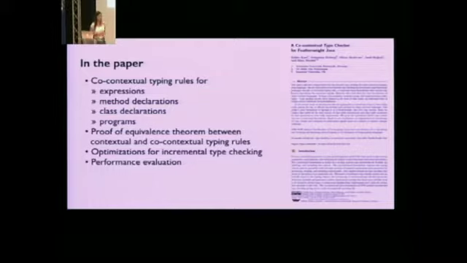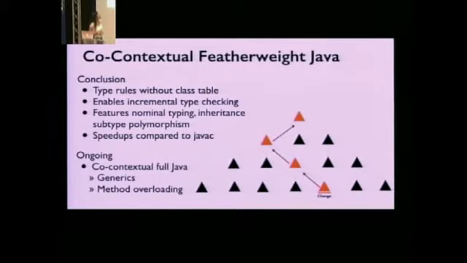To conclude, we defined a new way of type checking where type rules are defined without a class table, and this enabled incremental type checking. We also addressed the challenges of nominal typing, inheritance, and subtype polymorphism. In ongoing work, we want to go towards full Java and see if it scales for full Java. We will consider features like generics, method overloading, and also wildcards, because there is a paper on wildcards added on top of Featherweight Java, generic Featherweight Java. So once we have generics, maybe we can also consider that.